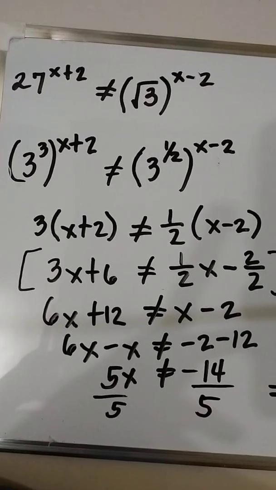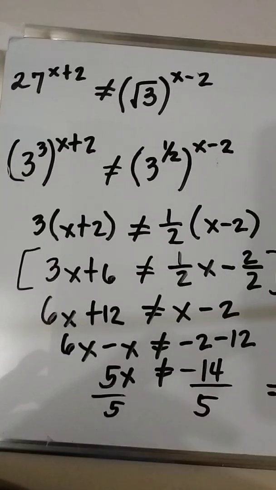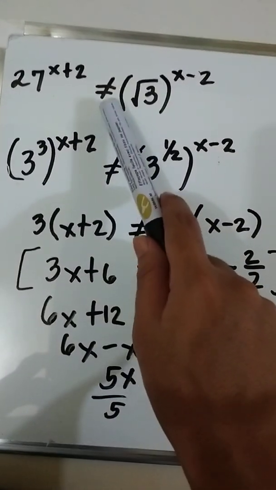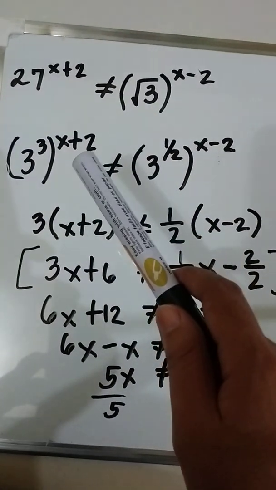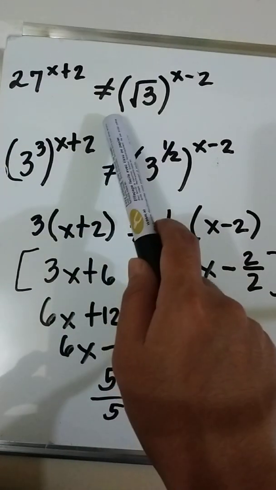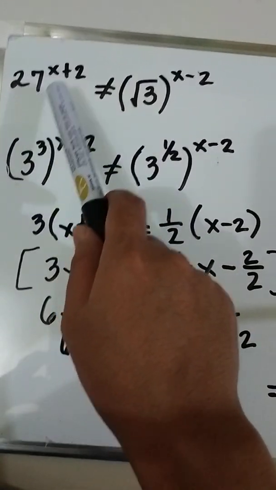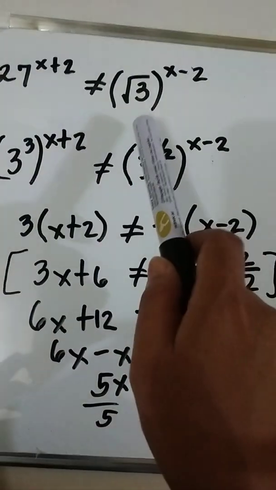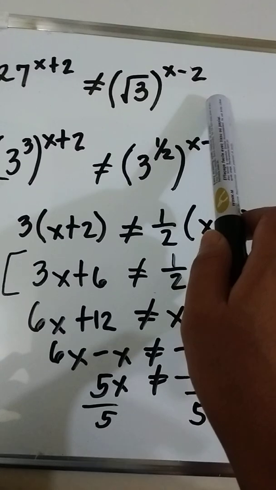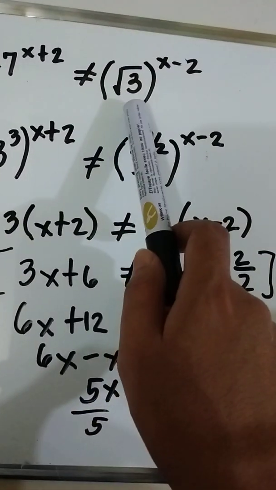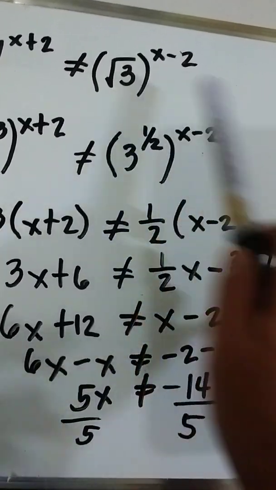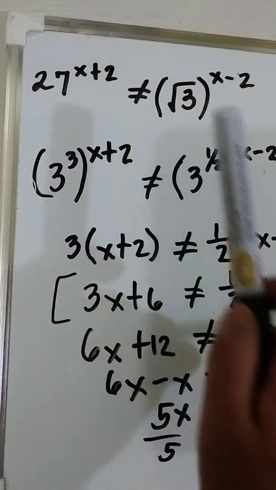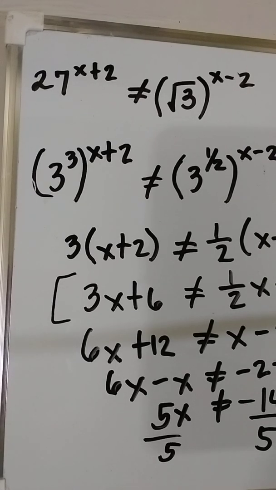Okay, let's have another example. In this case, our inequality symbol is the not equal symbol, which is also an inequality symbol, right? Suppose we have this given: 27 raised to the quantity of x plus 2 is not equal to the square root of 3 raised to the quantity of x minus 2. That is our given inequality. So, how are we going to solve that?